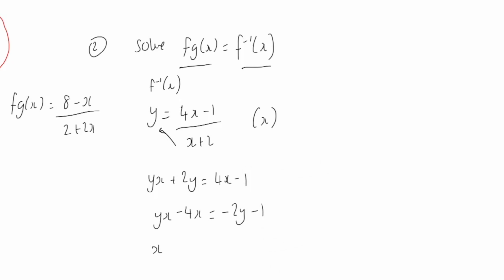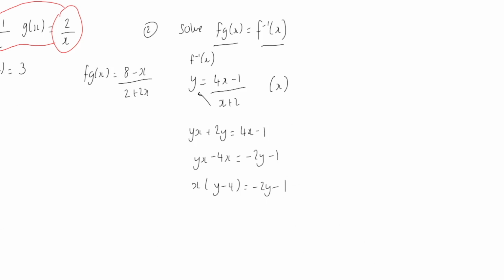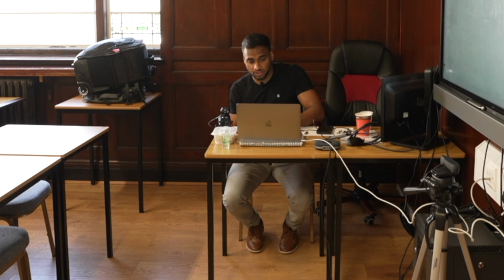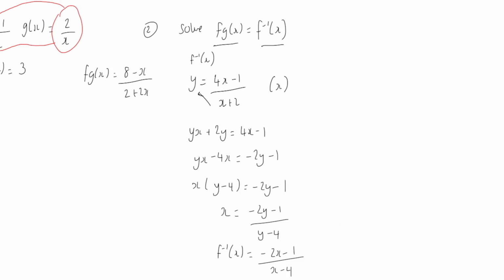So if we take x out, what would we have? y minus 4 equals minus 2y minus 1, right? Now x equals what? Minus 2y minus 1 over y minus 4. And if you remember, the final step for inverse function, we change the y into x. So minus 2x minus 1 over x minus 4. Now, because the question says solve, we need to take our fg of x that we found from the previous question, which was in this case 8 minus x over 2 plus 2x.